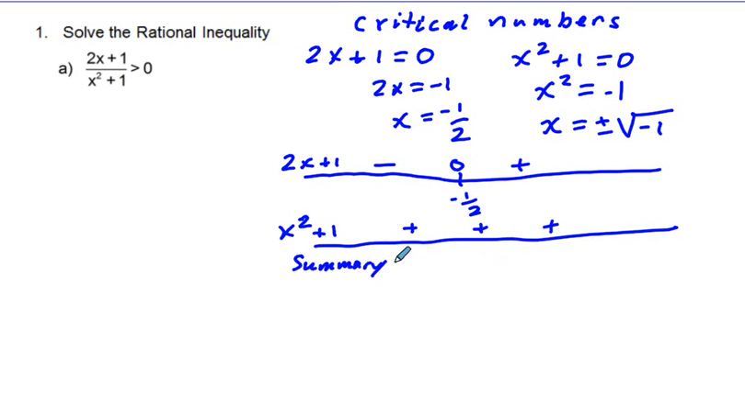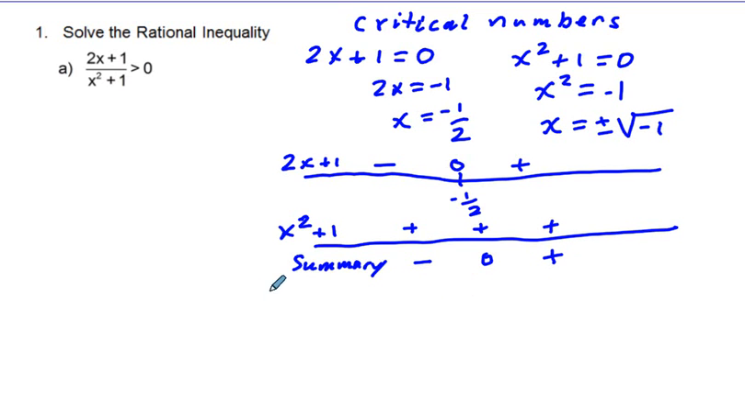And now below this number line, we make a summary of the signs. To the left of negative 1/2, we have a negative divided by a positive, which is negative. And then at x equals negative 1/2, we have 0 divided by a positive, which is 0. And to the right of negative 1/2, we have a positive divided by a positive, which is positive.